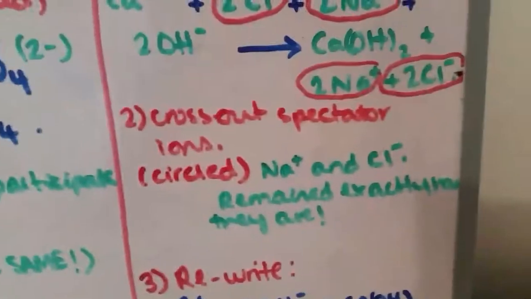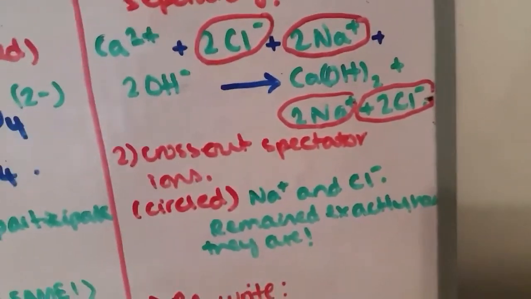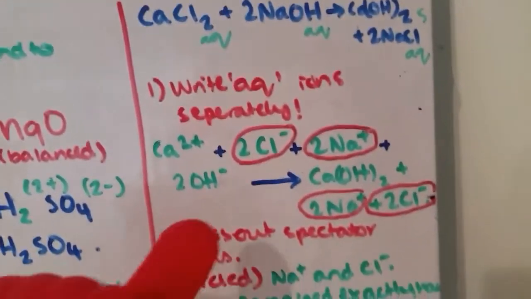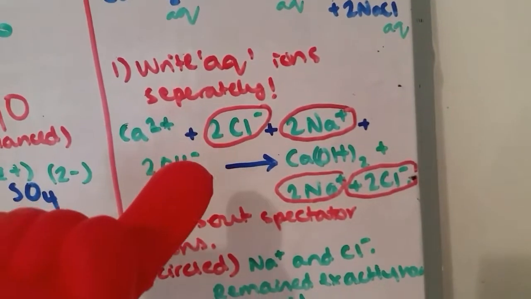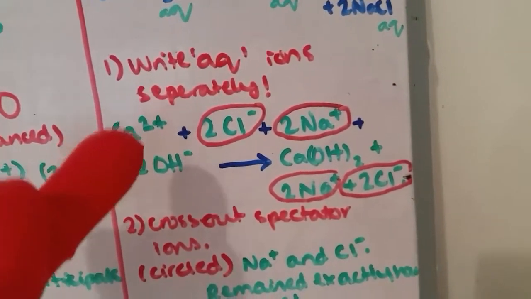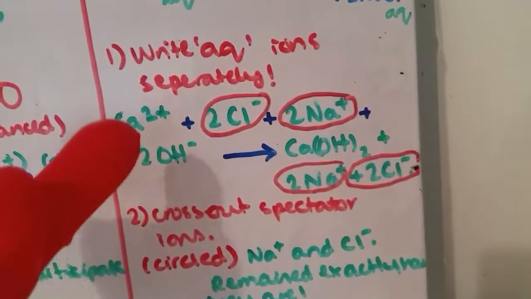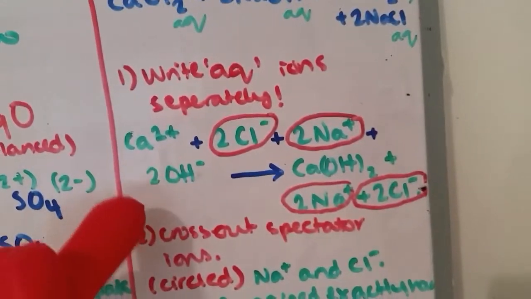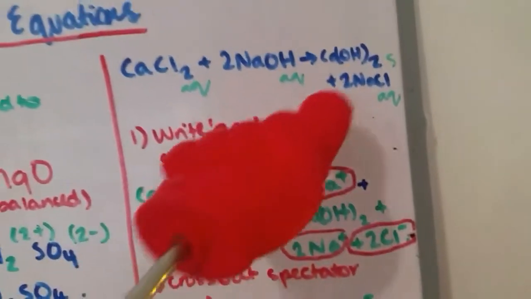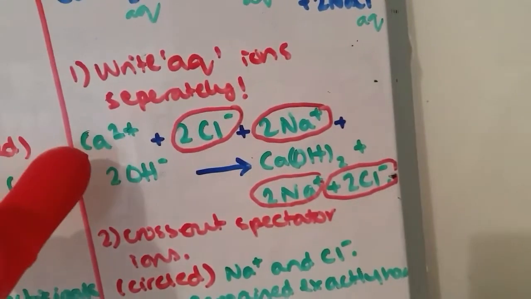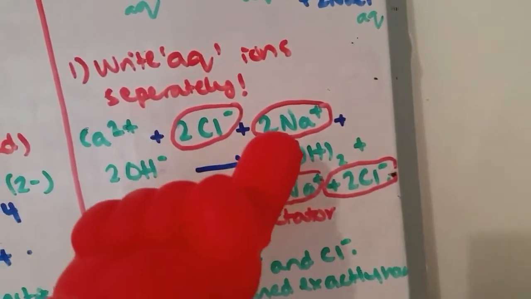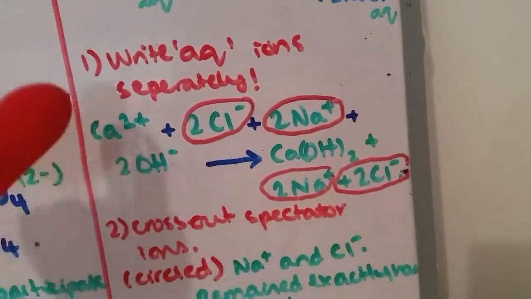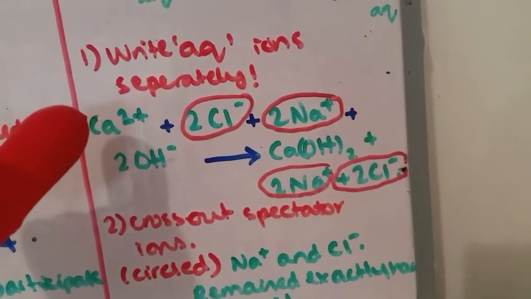And our next step is to cross out any spectator ions. Now I've circled it because I don't have that much space. But what we do is that we look at which ones haven't changed. So for example, let's look at Ca2+. Has Ca2+ changed in the products? Yes, it has. It's no longer an aqueous ion. It's now a solid. That means that the charge is 0 because it's a solid. It's not an ion. So that means Ca2+ has changed. That's not our spectator ion.